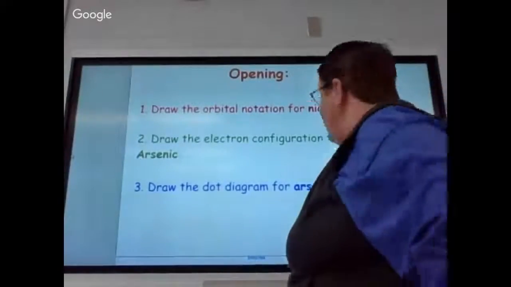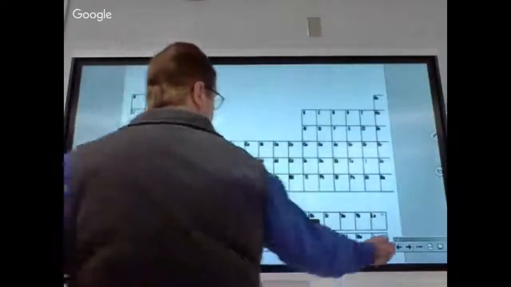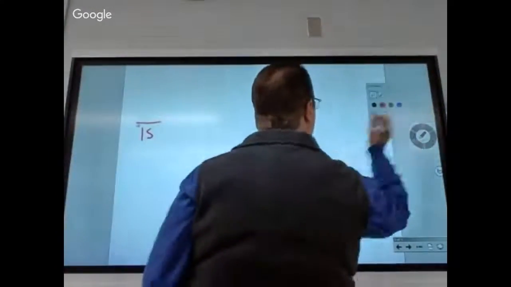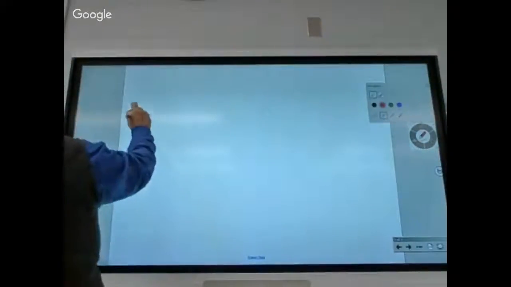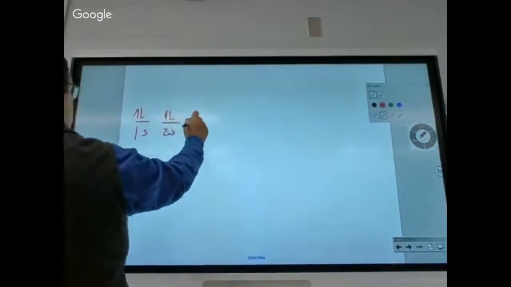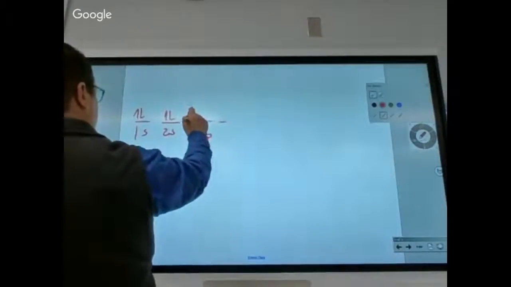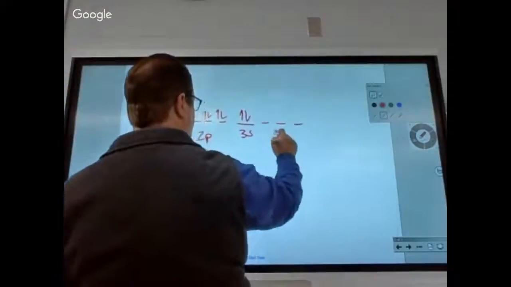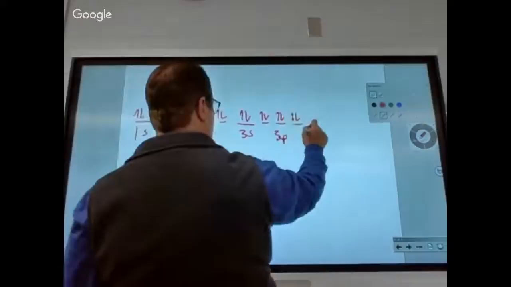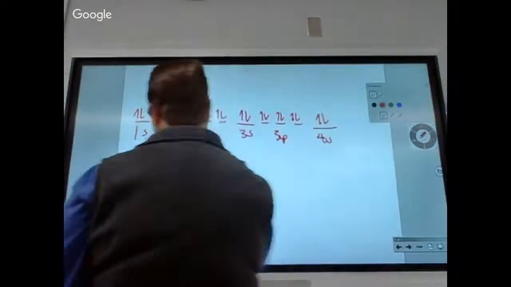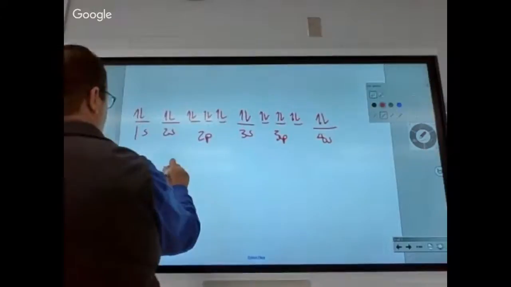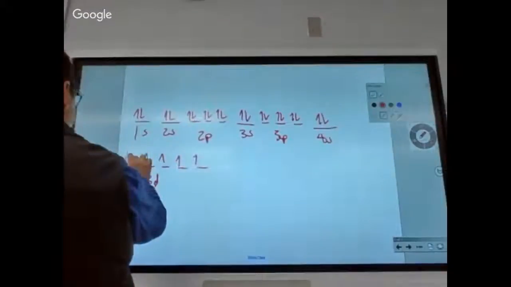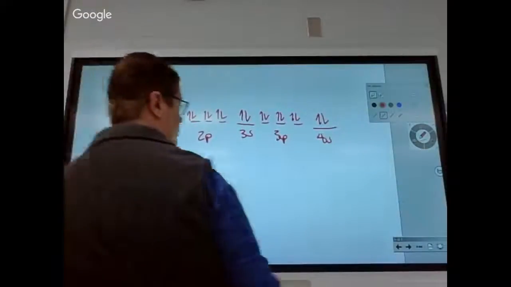So, orbital notation for nickel. All right, nickel has a 1s. Make that a little skinnier. 1s, 2s, 2p, 3s, 3p, 4s. I'm at 20. And then I have 3d, which has 5 lines, and I need what, 8? 1, 2, 3, 4, 5, 6, 7, and 8.